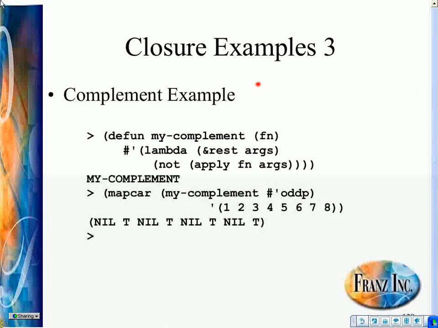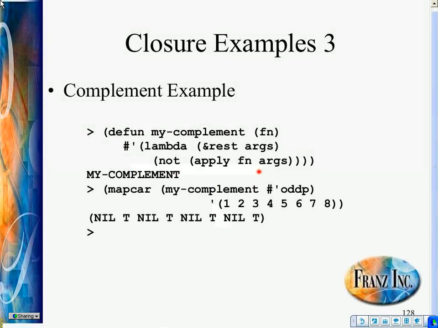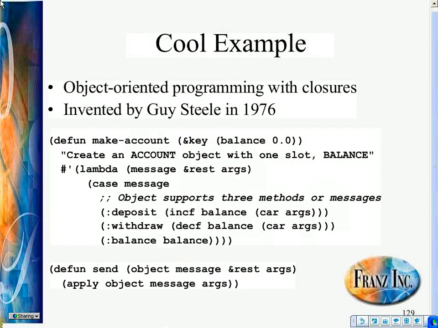Here's another example where it is going through a list, and it's figuring out which elements of the list are odd and which ones are even. And again, it's using a closure. So the mapcar takes a function as its first argument. This function, my complement, returns a function object. That's the point. And it will return a function object. We could do oddp, we could do evenp, whatever.